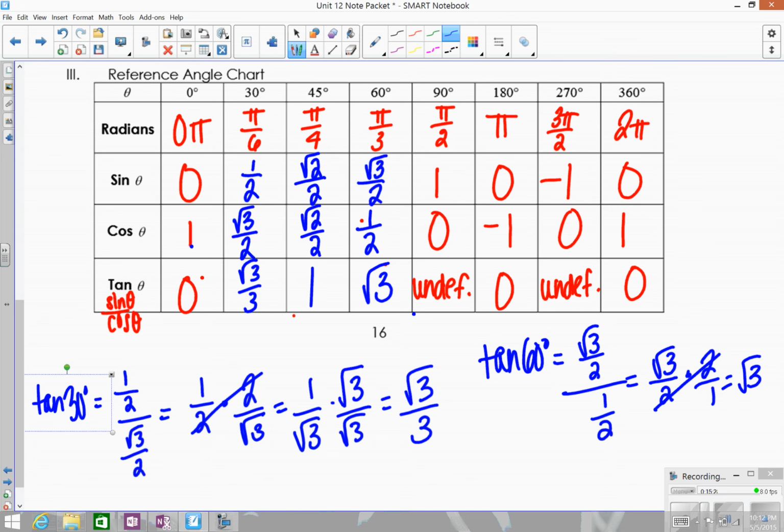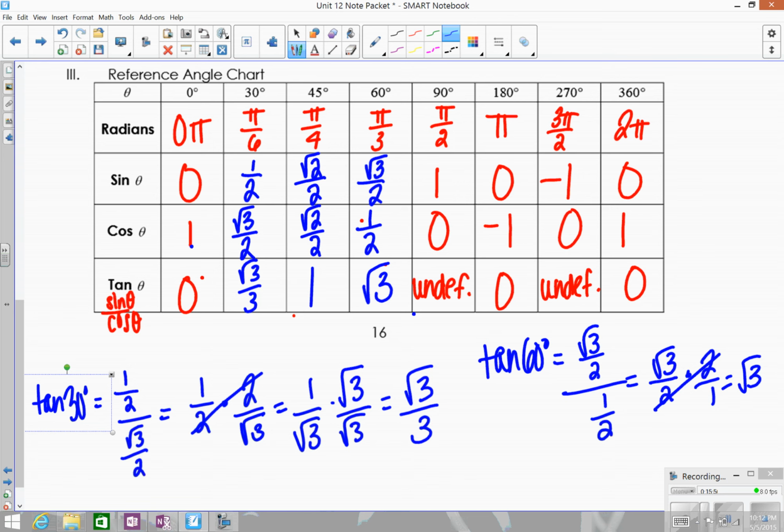So this chart you should be able to create, especially because you can come up with it using the first two things, the unit circle and using the special right triangles. So it's something that you should be able to reproduce either by memorizing or by just doing what we just did, coming up with the whole process.